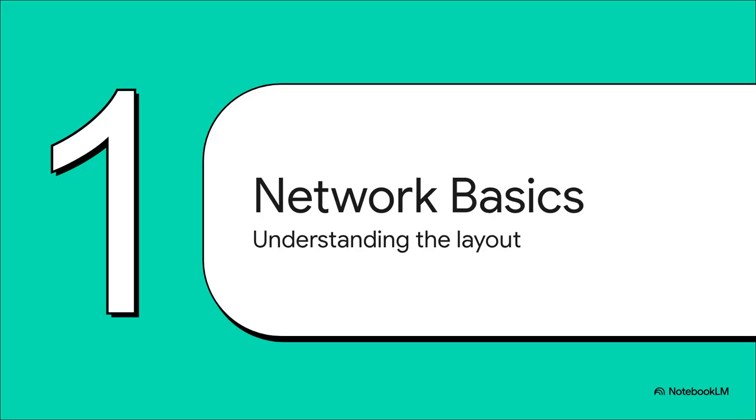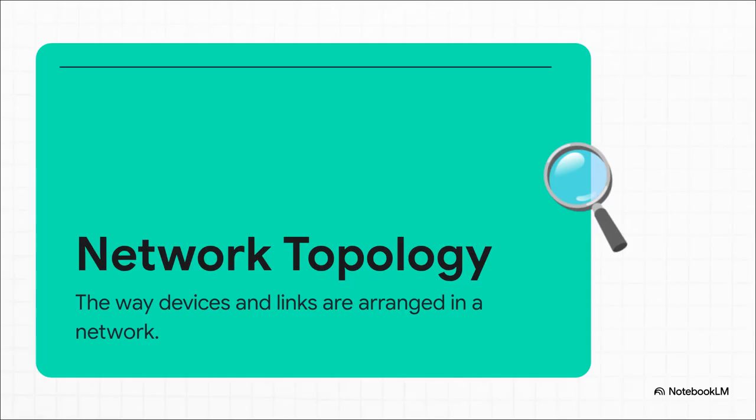Section 1, Mapping Network Basics, Understanding the Layout. So our golden term for today is network topology. Simply put, this is how devices and links are arranged in a network. But wait, it's not just the physical layout, like where you actually plug the cables in. It also covers the logical path that data follows as it zips from point A to point B.